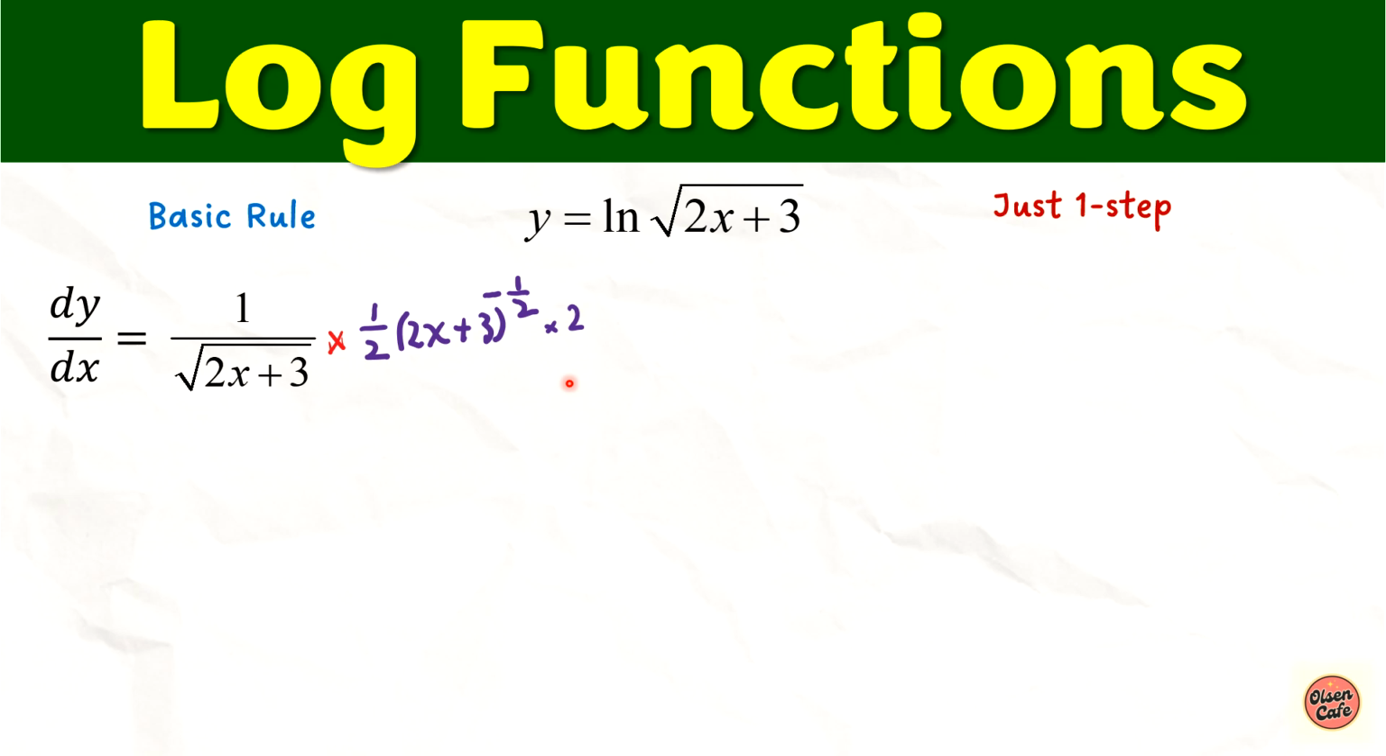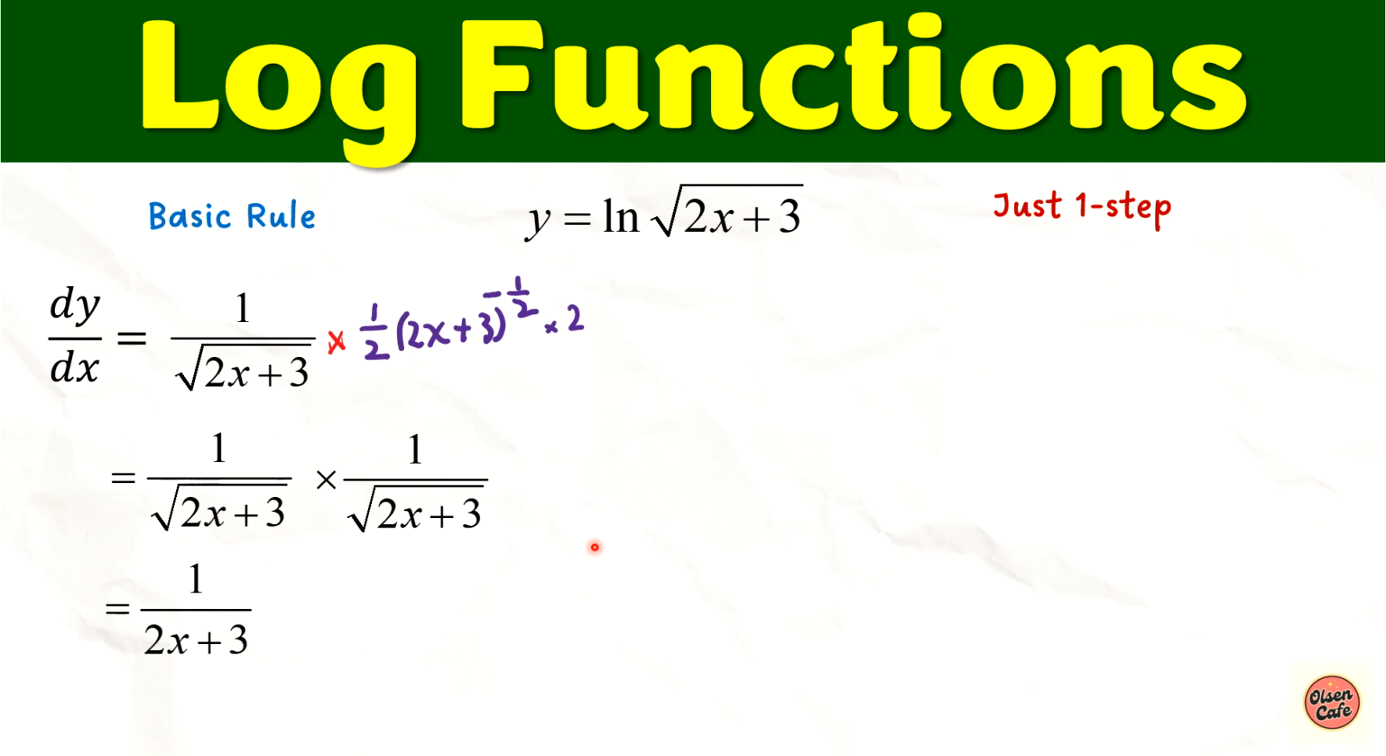So I am going to simplify this expression. As you can see, the 2 and the half, I can cancel away. And then this term here gives me negative half. Negative half, if I change it to positive index, will simply give me 1 over the square root of 2x plus 3. So by simplifying this, multiplying these two together, I will be able to get the answer, which is 1 over 2x plus 3.